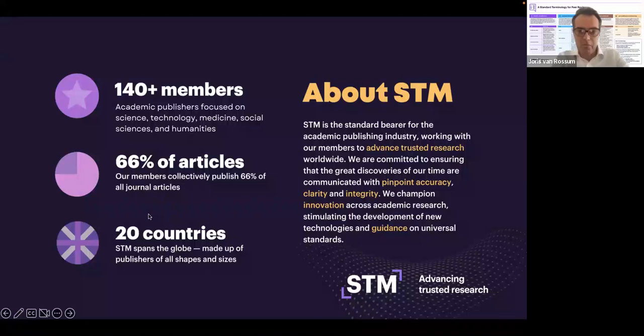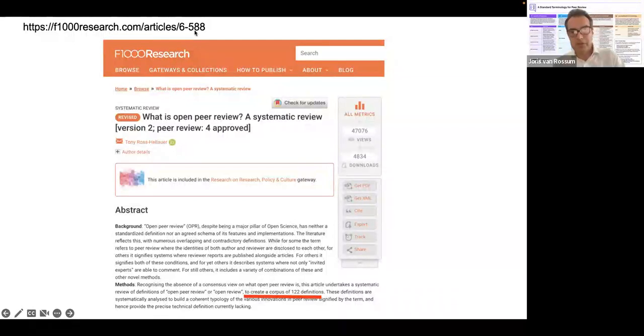So 61% said 32, 21% said 12, and 18% said 122. But actually, it is 122. So here you are immediately the reasons why we developed this terminology. In total, 122 different meanings were given to the word open peer review.